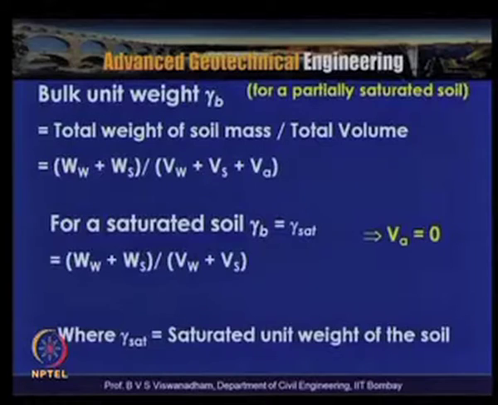For a saturated soil, gamma bulk is equal to gamma saturated, because the volume of air is equal to 0. In that situation, gamma sat is defined as the weight of water plus weight of solids divided by the volume of water plus volume of solids, where gamma sat is the saturated unit weight of the soil. For example, the saturated unit weight can occur if you find a soil strata below the groundwater table.